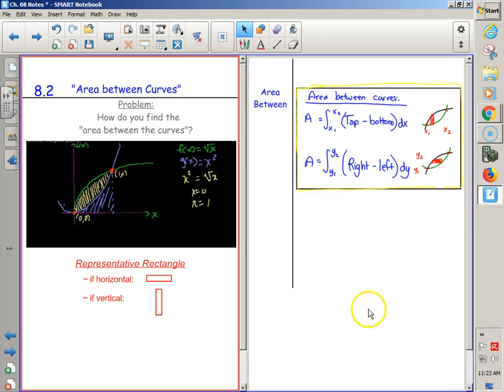All right, cool kids. Area. What's the long story short? Top minus bottom or right minus left? Wait. When do we use what? Why is it top minus bottom? Why is it in terms of x? We have the dilemma over here of the problem. How do you find the area between the curves? And how does integration work?